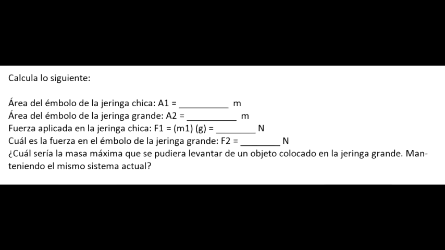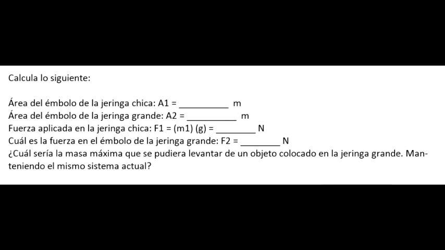Now the force applied to the small syringe, which is the force applied by the 5,000 grams block, we have it's 0.5 kilograms, that is 5,000 grams to kilograms, multiplied by 10, which is the force of gravity. We are simplifying it as 10, and it gives us as a result 5 newtons. That is the force applied, 5 newtons.